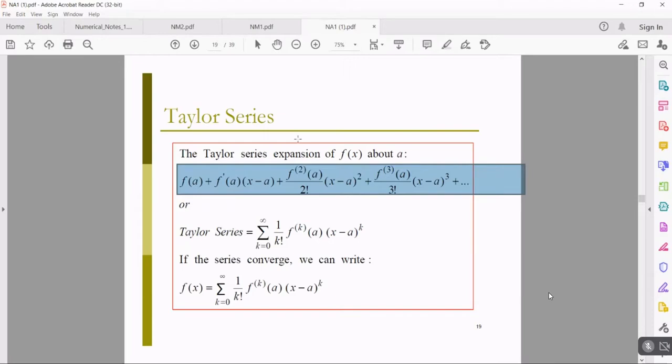So we have obtained the Taylor series expansion of the function f(x) about the point a, and it is denoted by this. You have learned this, I think in the first semester, Taylor series and Maclaurin series. And this is in summation form: summation k equals 0 to infinity, 1 upon k factorial, f superscript k, the k-th derivative at the point a, times (x minus a) raised to power k. If this highlighted series converges, then we say that it is equal to f(x).